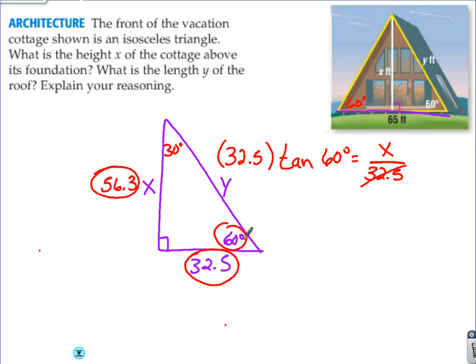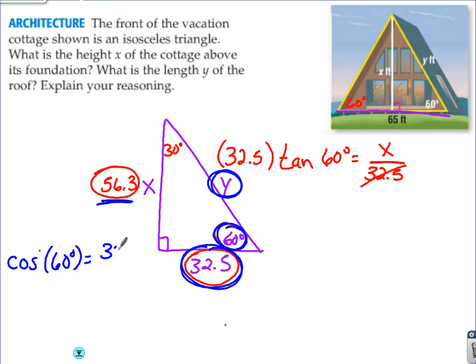So many connections there. Now let's work it with trig, though, just to give you some extra practice. If we're given that this is 32.5, don't use this. That's rounded. Try to stay away from it when you're finding your other answer. This is a 60 degree, and now I'm going to try to find y. I'm given adjacent. I'm looking for hypotenuse. That would be a cosine problem, right? The cosine of 60 degrees is equal to adjacent over hypotenuse.